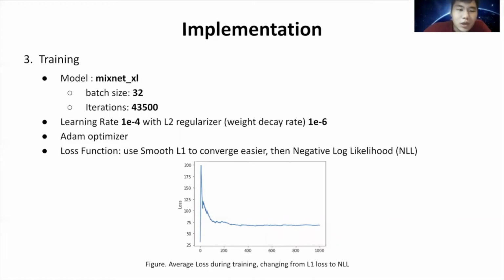After we trained several models, the best model is Mixnet XL, and the batch size is 32. And we trained 43,500 iterations. The learning rate is 10^-4 with an LR regularizer with decay rate 10^-6. And we use Adam optimizer. For the loss function, firstly, we use a smooth L1 to make it converge easier, and then we use negative log likelihood to get a better performance.